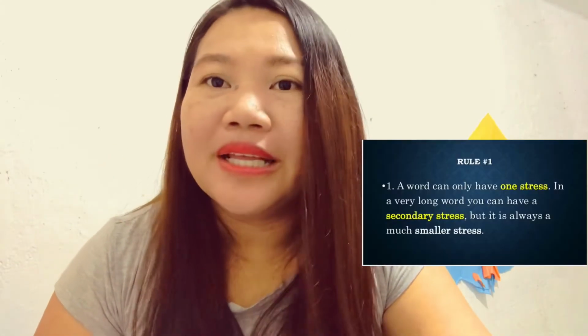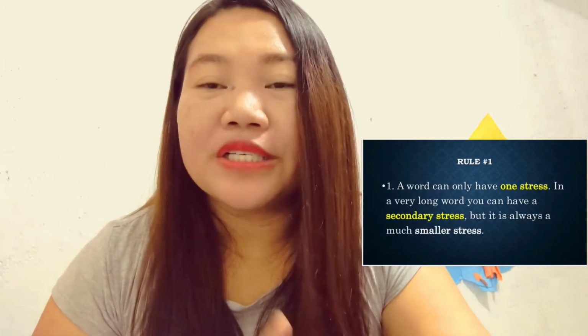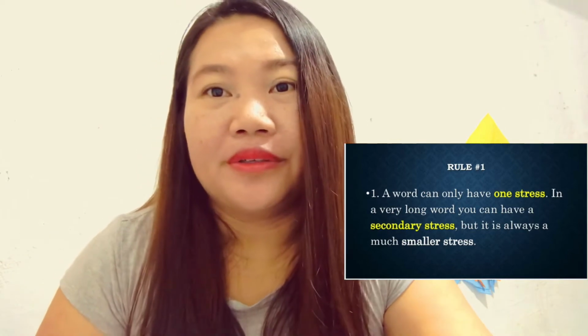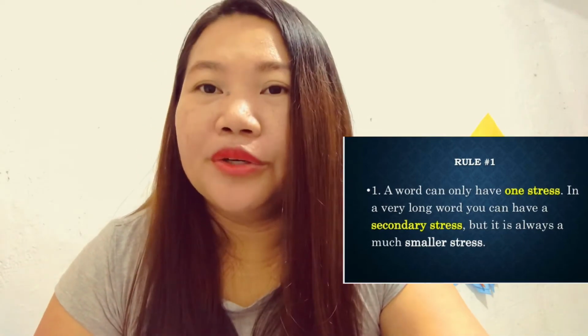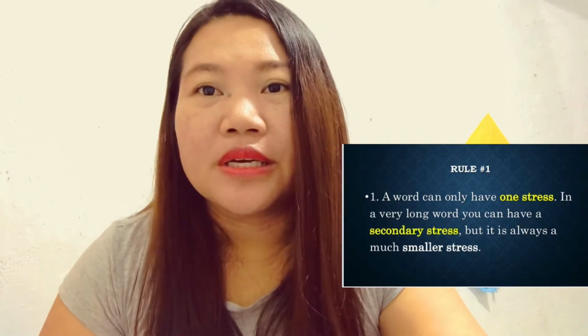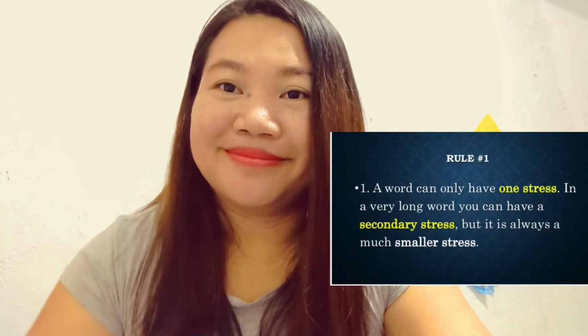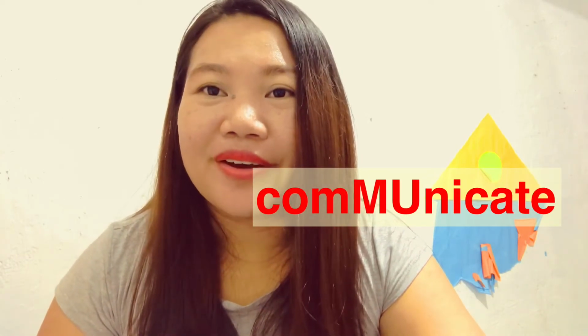There are two rules in word stress. The first rule is you can only have one stress in a certain word. It means that in a very long word, you can have a secondary stress, but that should be a smaller stress. Okay? For example, we have "celebrate." So the stress there is "cel." Celebrate. Okay, and then "communicate." All right, so the stress there is in "nu," right?